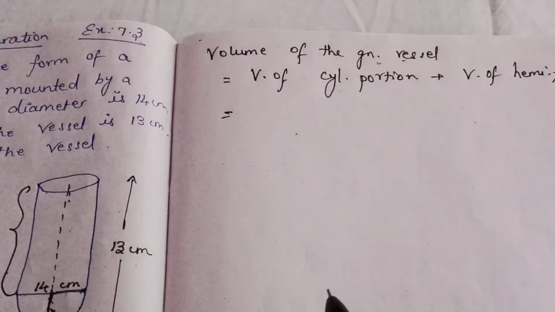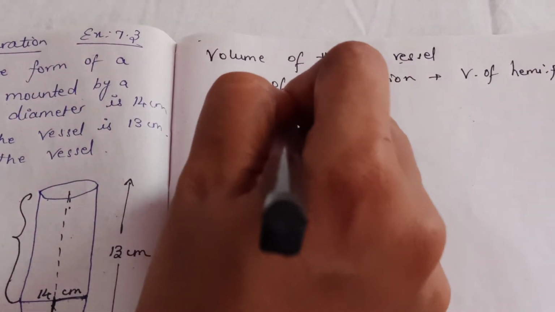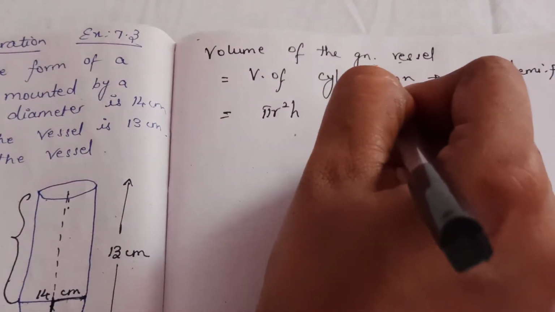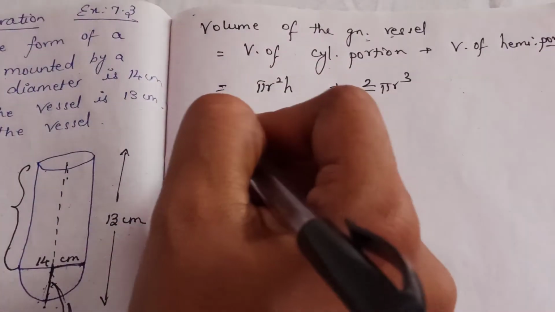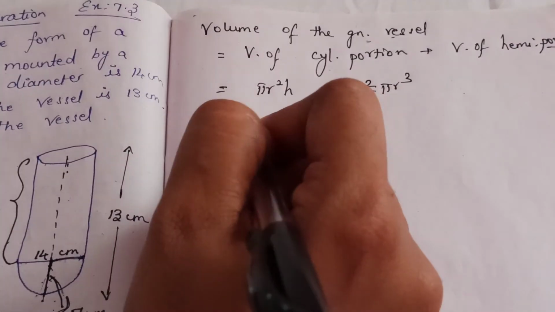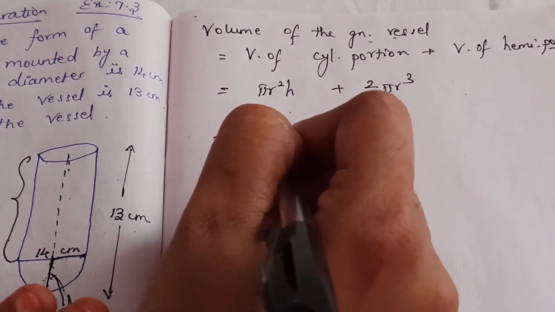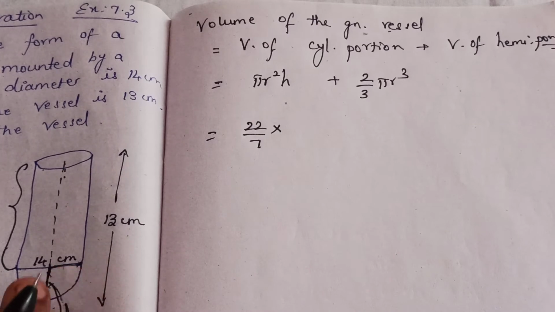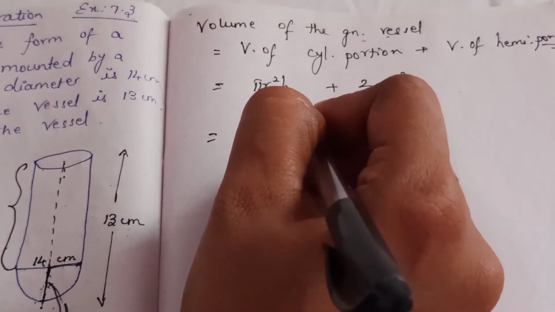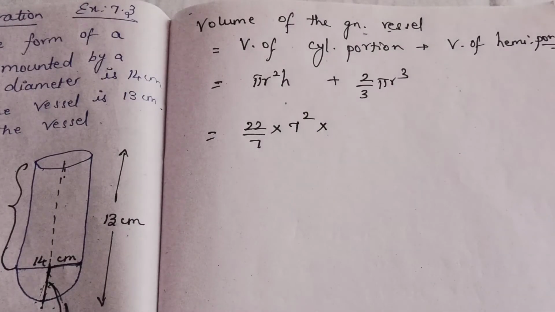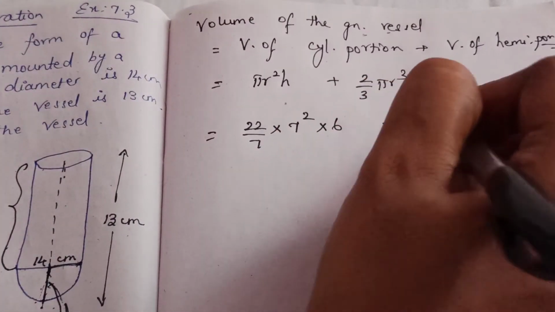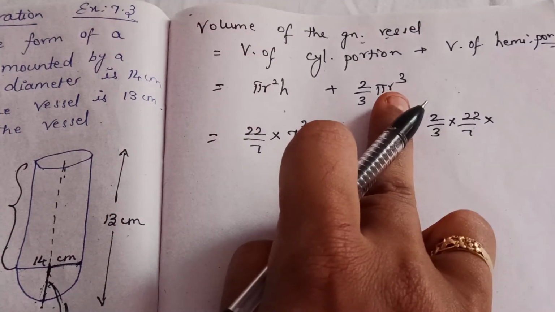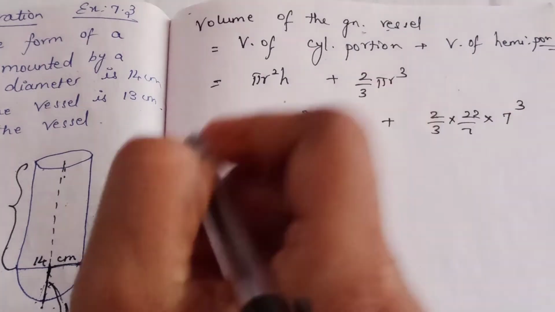So what is the volume of a cylinder? It is pi r squared h. Volume of a hemisphere is 2 by 3 pi r cube. Now let us substitute all these parameters. So that is 22 by 7 into r, the radius of the cylinder. The radius of the cylinder and the radius of the hemisphere are both the same. So it is 7 squared into the height of the cylinder we have found as 6, plus 2 by 3 into pi, 22 by 7, into the radius of the hemisphere, 7, so 7 cube.